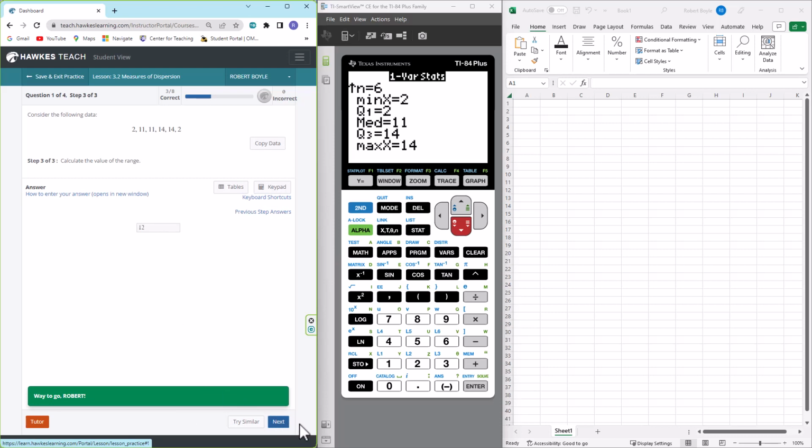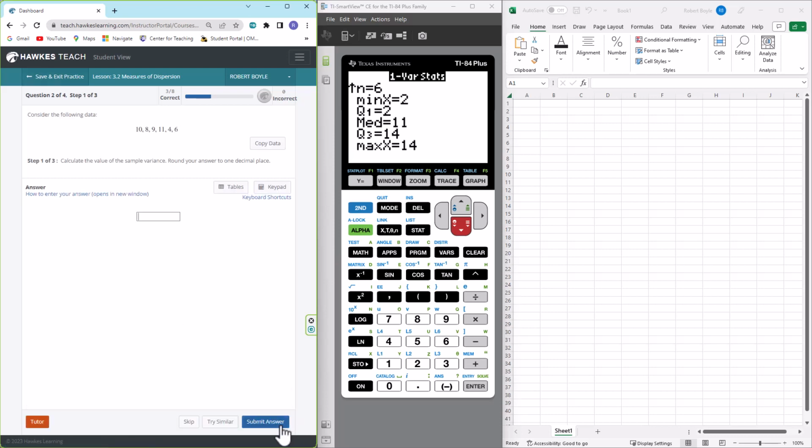Let's move on to question 2. Okay, now this we're going to do using Excel. So here we have the following data set. We want to calculate the sample variance, and the next one's going to be the sample standard deviation, and the next one's going to be the range.